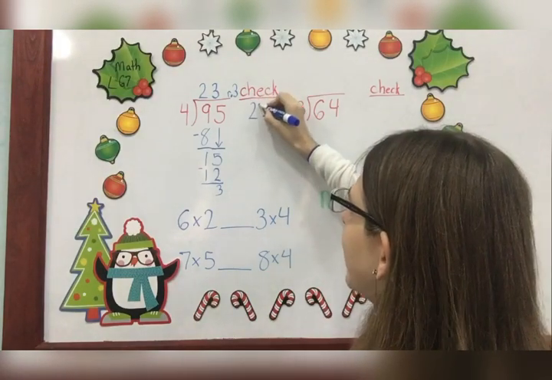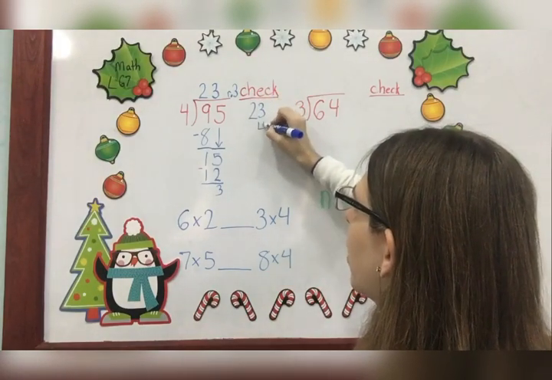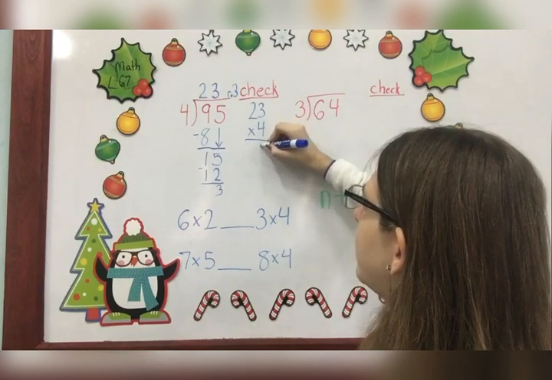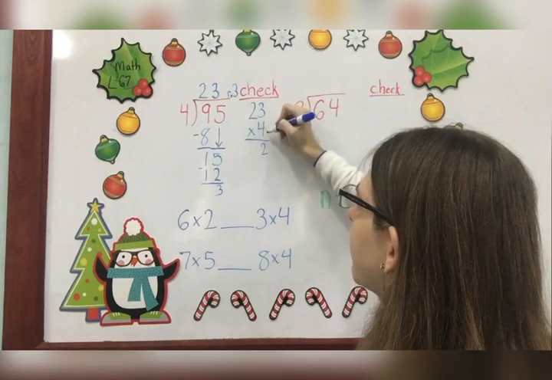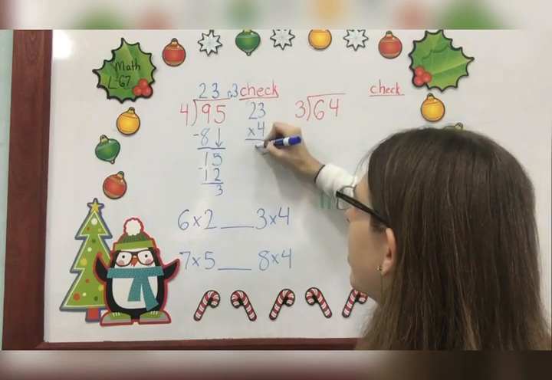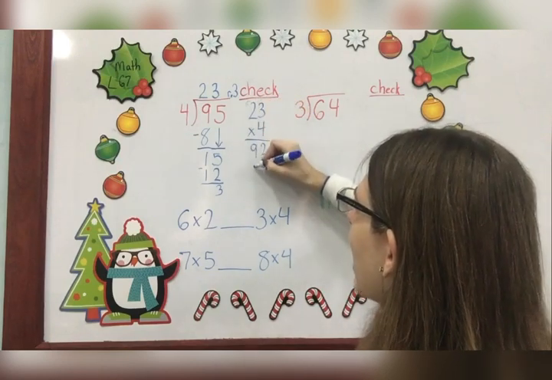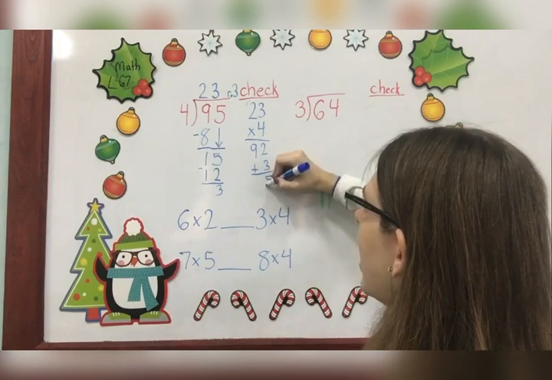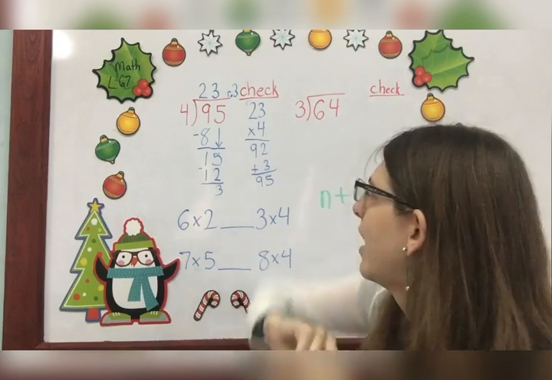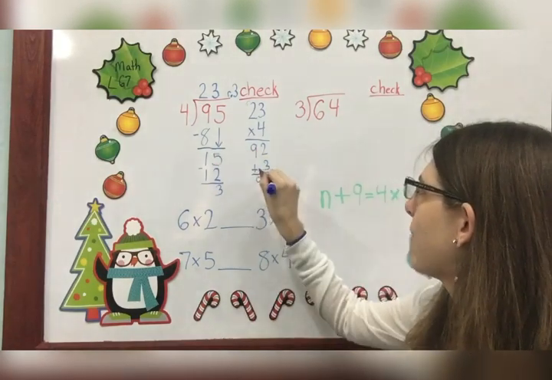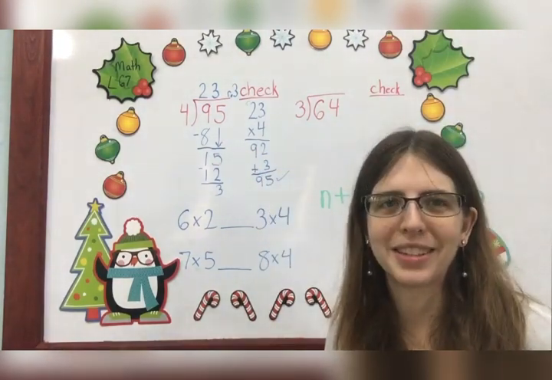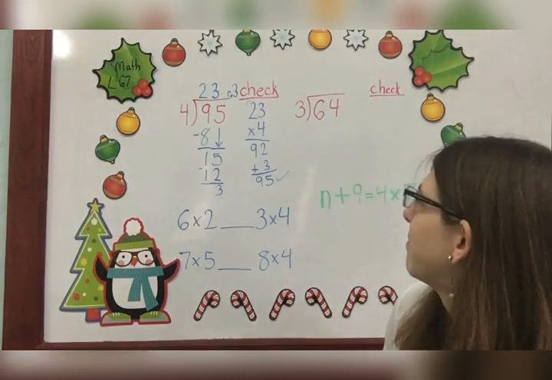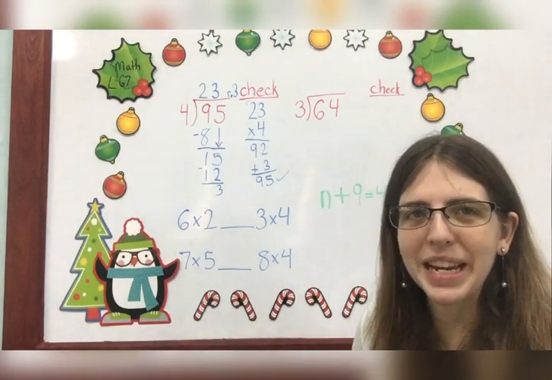To check, I start by multiplying 23 times 4. 4 times 3 is 12, carry my 1. 4 times 2 is 8, plus 1 is 9. Now I add my remainder. 2 plus 3 is 5, bring down my 9. 95 and 95 match, so my problem checks. All right, let's do the second one. Letter B, 64 divided by 3.